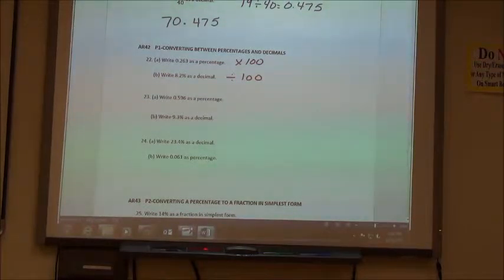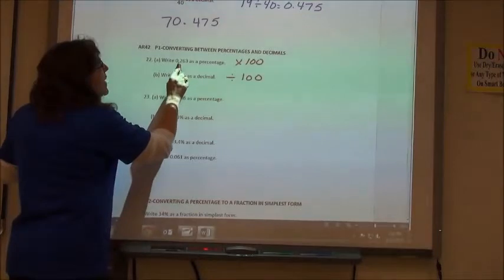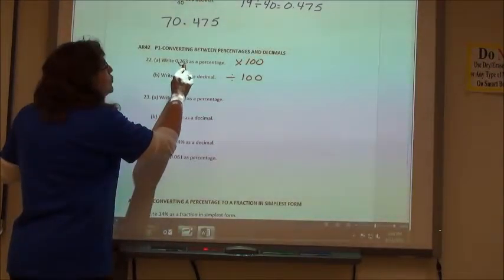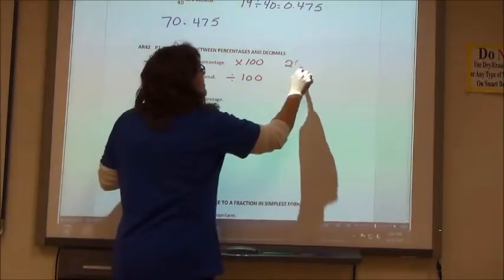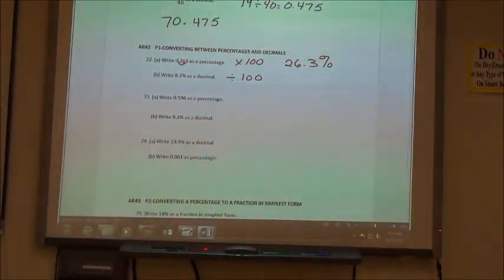Now we said there's an easy way to multiply and divide by 100 instead of using our calculator. Not that you can't use your calculator, but if I'm going to multiply by 100, I'm going to move my decimal 2 places to the right. So 0.263 as a percent, I'm going to move my decimal 2 places, is 26.3, and I add the percent sign. 26.3%. They will make you click on the percent and put it on your answer.